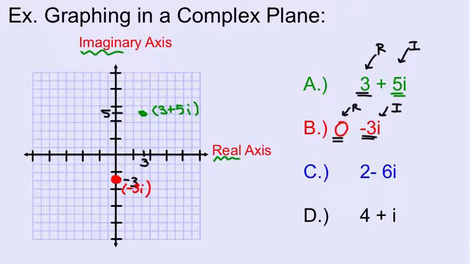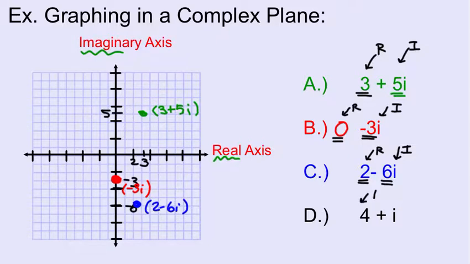Example C, the complex number 2 minus 6i. This is your real, there's your imaginary. So we're going to go over 2 on the real, so that's your horizontal axis. And then we're going to go down 6 on your imaginary. This would be negative 4, negative 6. So the point would be right 2 on the real, and down 6 on the imaginary, so it'd be right there, 2, negative 6i.